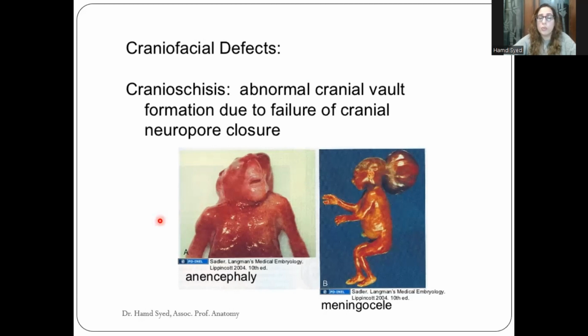Another terminology is merencephaly. In case of merencephaly, partial brain tissue is present, but when there is a total loss of brain tissue, remember, that is anencephaly.